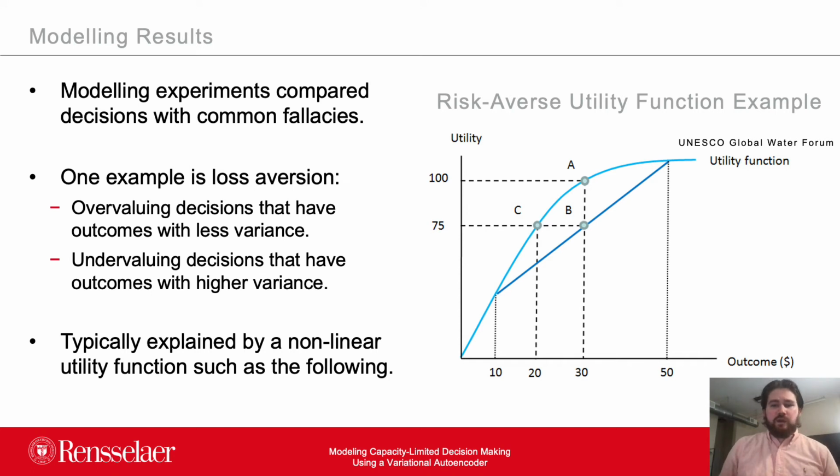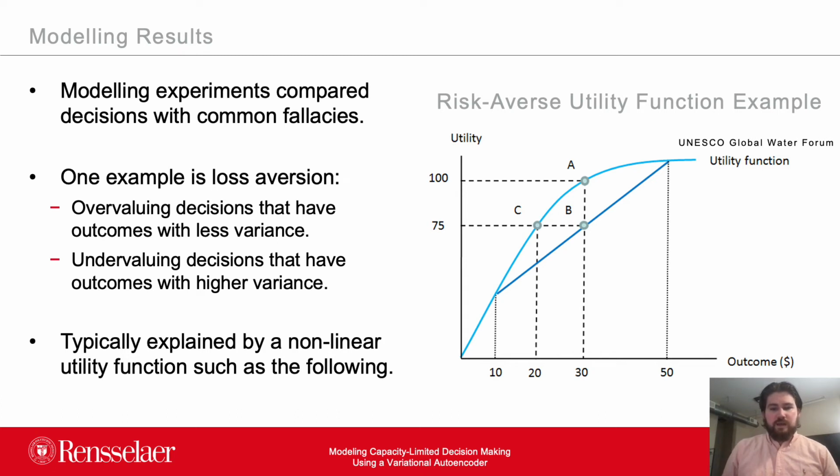In our modeling, we are interested in connecting the model's behavior to known deviations from utility maximization that are present in human decision-making. One example is risk-averse behavior, which describes overvaluing decisions that have outcomes with less variance and undervaluing decisions with higher variance outcomes.